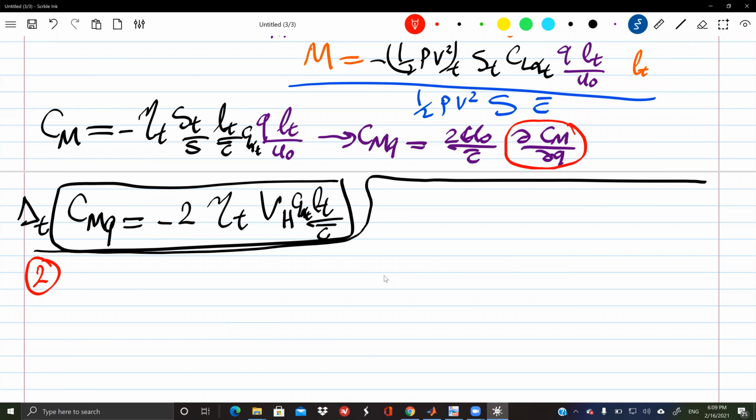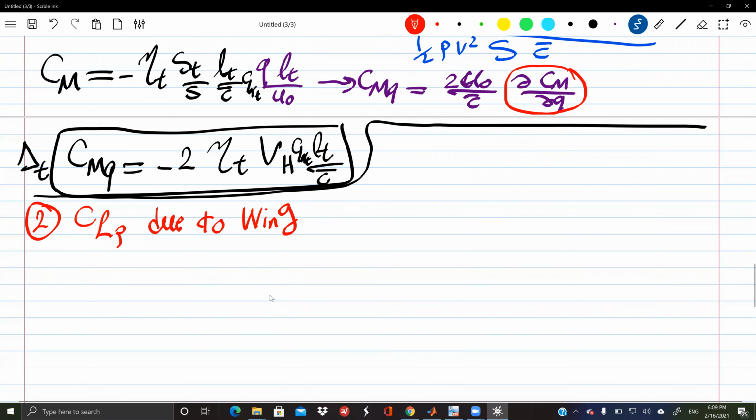Second example is CLP due to wing. Let's start fresh and do this together. What do we mean by CLP? Well, C is just a coefficient. Trash it away, it doesn't have any meaning. It's the coefficient of LP.